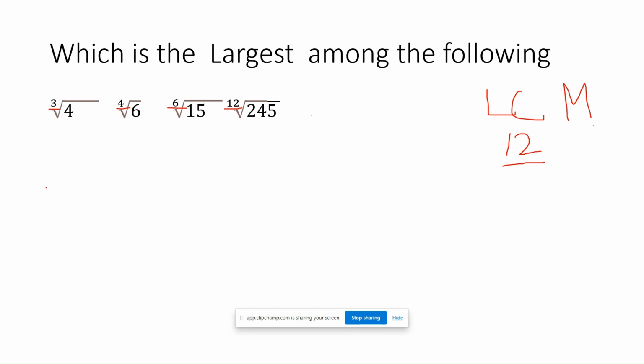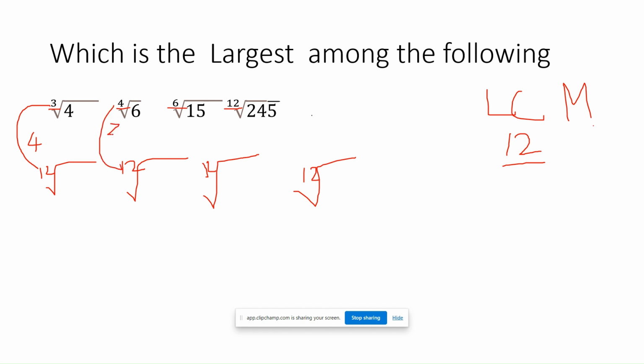Then I will write 12 like this. For the 4 numbers also I am going to write the LCM with the root. What is the LCM, friends? It is 12. Now you see in 3's table, where is 12 coming? 3 fours is 12. In 4's table, where is 12 coming? 4 threes are 12. Again, in 6's table, where is 12 coming? 6 twos are 12. Now in 12's table, where is 12 coming?